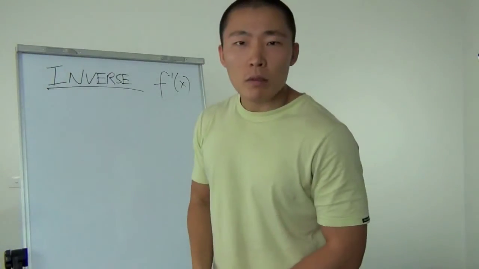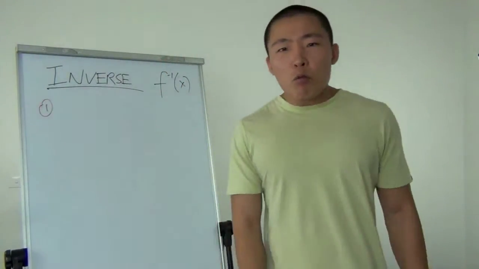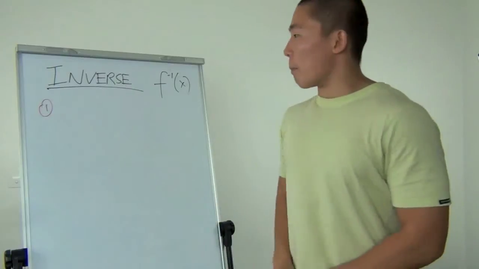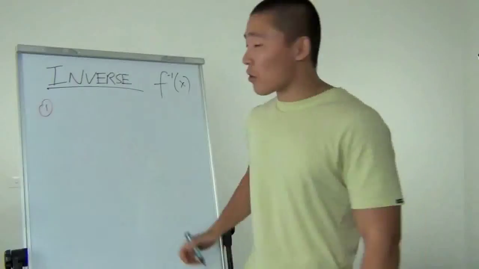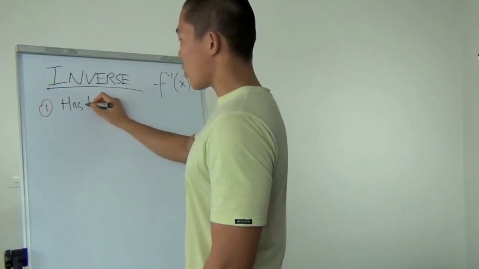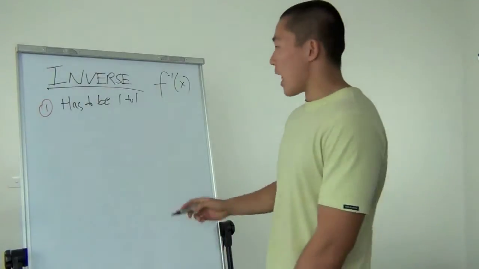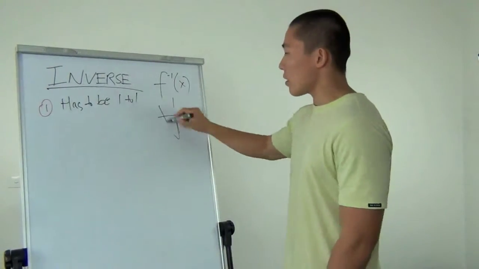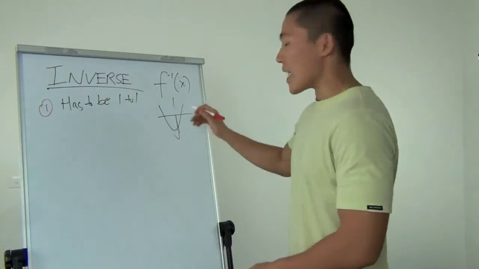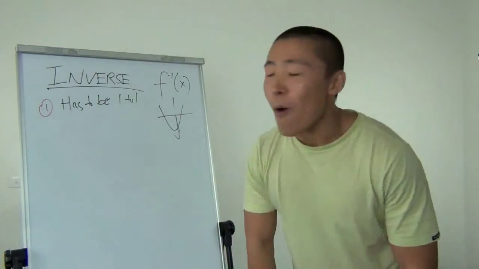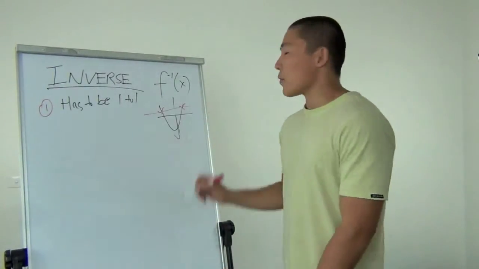How many rules? 4. Rule number 1: it has to be a one-to-one function. What's a one-to-one function? That means they have to pass both the vertical line test and the horizontal line test. So is a parabola a one-to-one? No, because it fails. So that's no good.